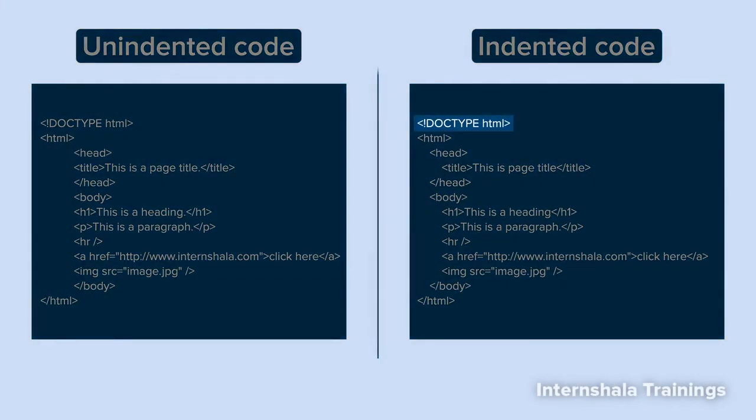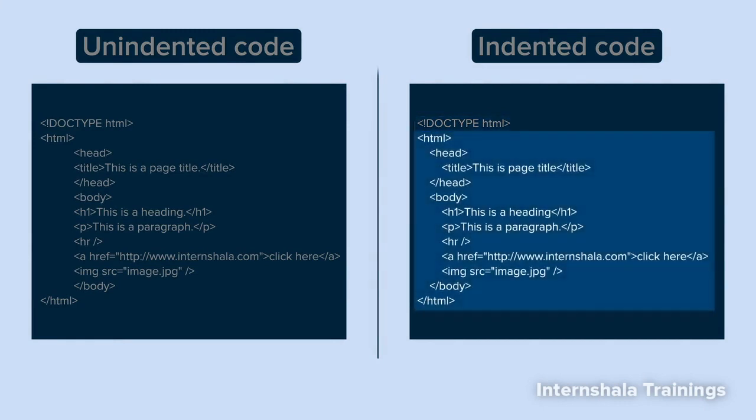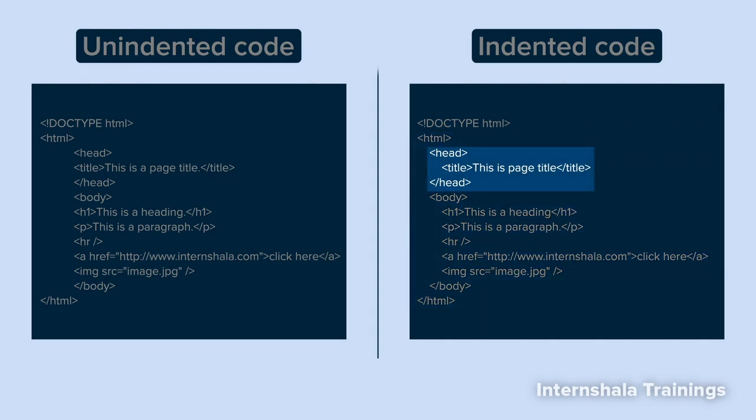So, the first element in our sample HTML code is the doctype HTML, which we will discuss shortly in the video. In the next line, we have an HTML element which is not a child to any element. So this will start without any leading space. Next, we have a head element which is a child to the HTML element. So it will start with 4 leading spaces. To add a leading space, just press the spacebar once. So for 4 leading spaces, we need to press the spacebar 4 times.